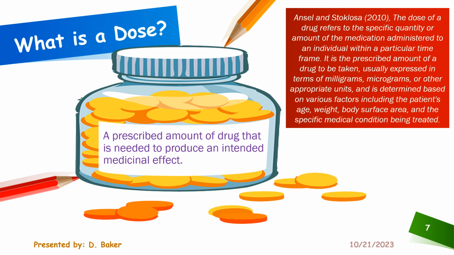Now, Ansel and Stoklosa 2010 look at dose in a more in-depth sense. The dose of a drug refers to the specific quantity or amount of medication administered to an individual within a particular time frame. When you look in terms of the dose, it is quantized, and it also has units. In terms of those units, it's expressed in either milligrams or micrograms or grams, percentage, or any other quantized forms of measurement that may be associated with that specific drug.